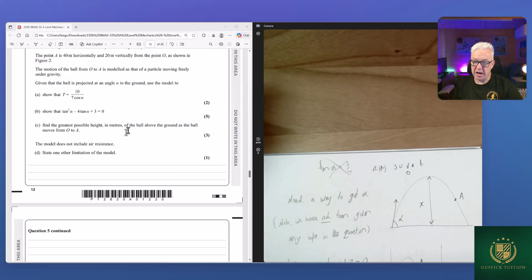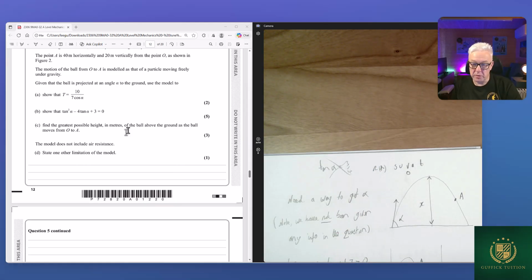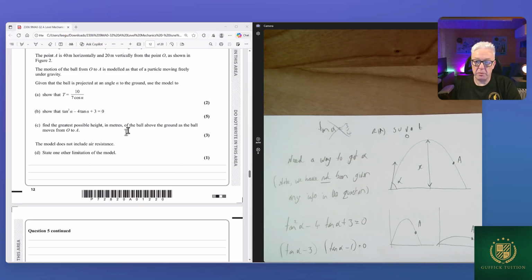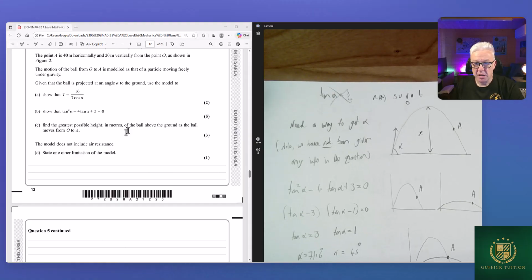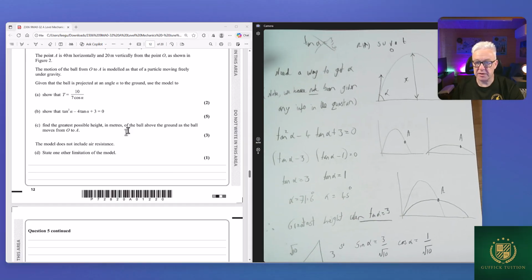So because of that, when we resolve vertically and we write u sine alpha, at the moment we've got no way of knowing what u sine alpha actually is. That's problematic, so we need to think a little bit more deeply about what's going on here. Well, we have this quadratic in tan. Now, what's the significance of that?